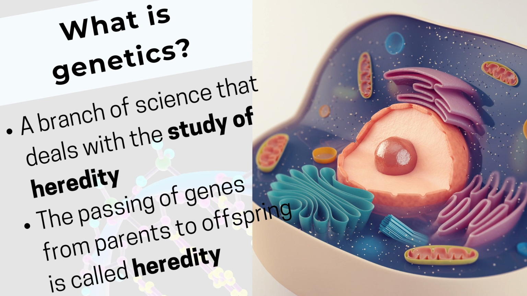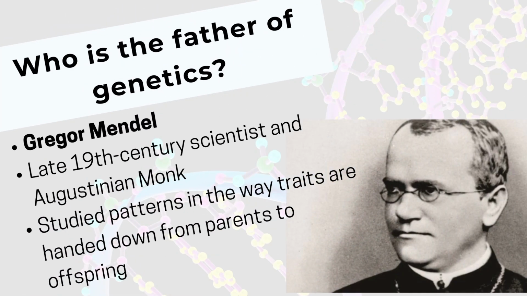Who started the study of genetics? Who is considered as the father of genetics? He is Gregor Mendel, an Augustinian monk in the late 19th century. He studied the patterns in the way traits are handed down from parents to offsprings. He studied heredity through the systematic breeding experiments of garden peas because of their clear and distinct visual traits.